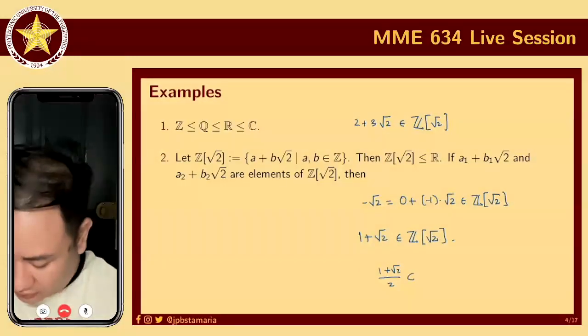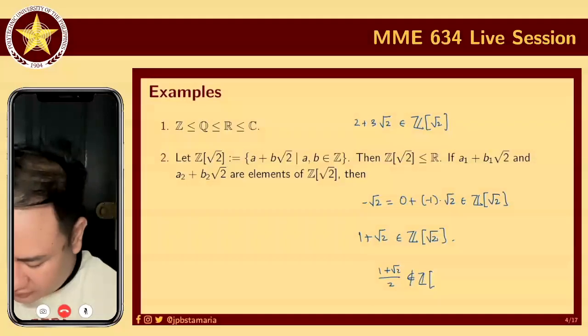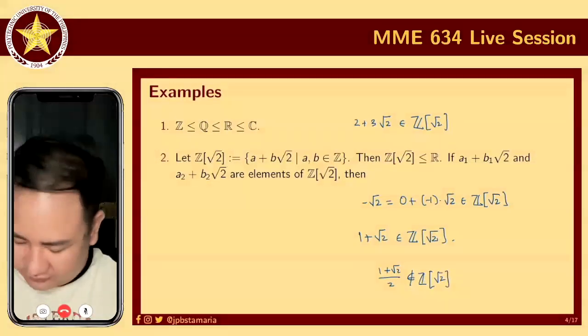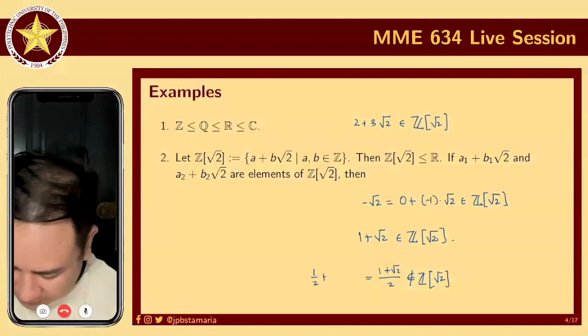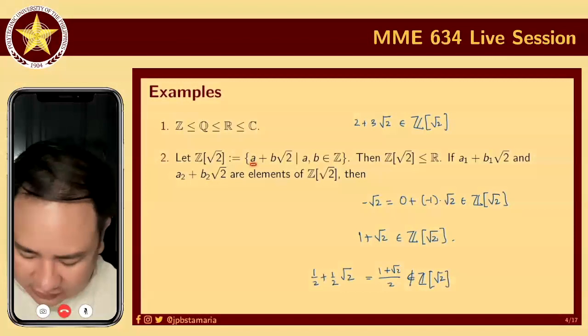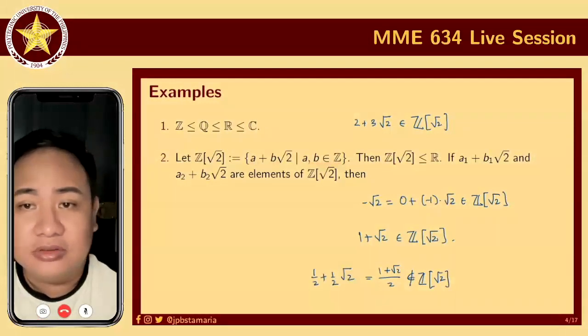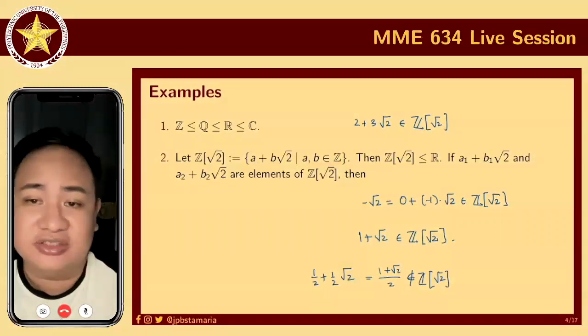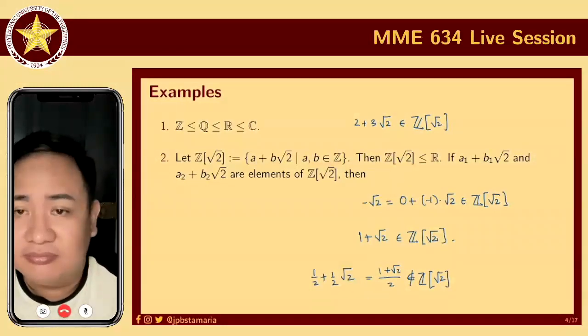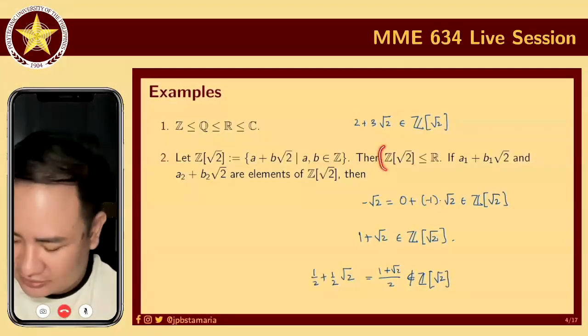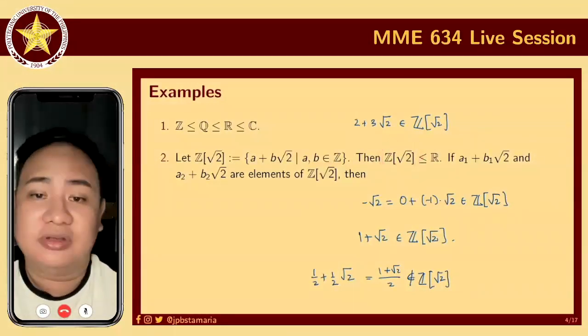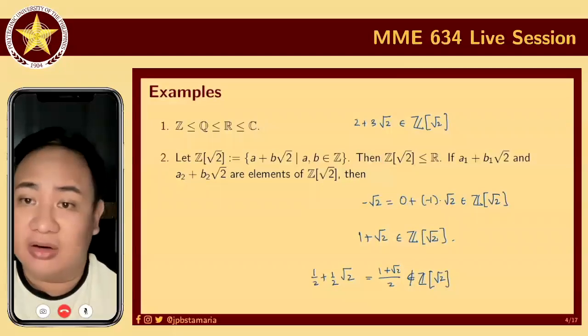This is no longer in Z[√2], because it's the same as 1/2 + 1/2 √2. Remember, our requirement is that a and b must be integers. So not all real numbers are here. For example, √3 is not found there. This subset actually forms a subring of R.